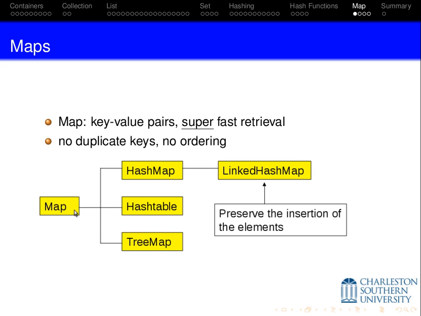So there's the map interface, and then you have the hash map, hash table, and tree map. Just like beforehand, the hash map uses hashing, which we talked about a little bit. And then the tree map uses a tree, namely a red-black tree, a type of binary tree. And don't worry about linked hash map. It does preserve at least the insertion order.